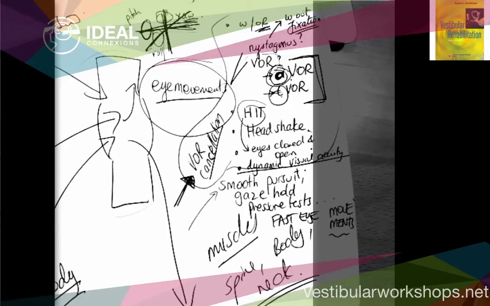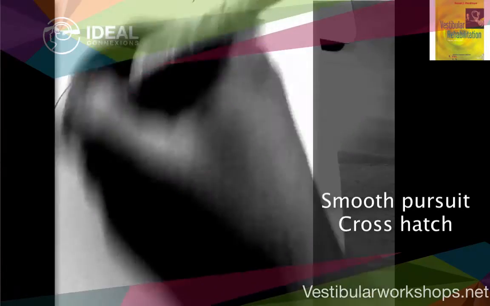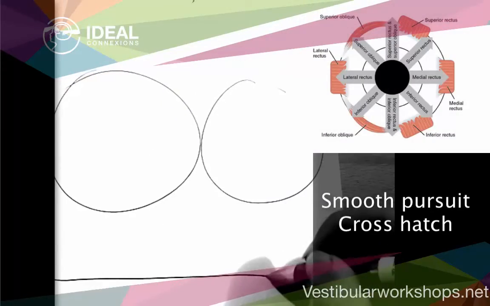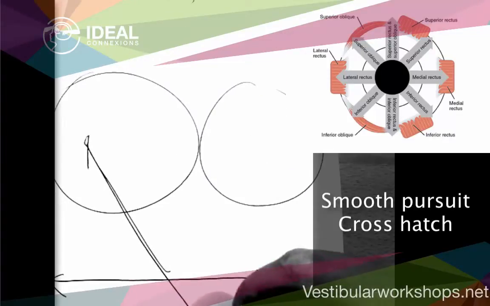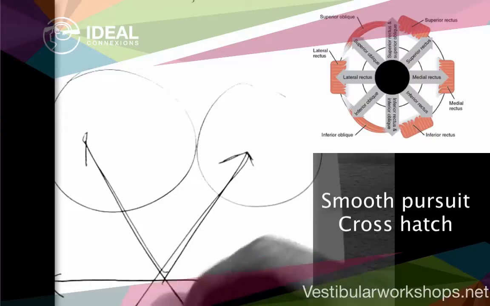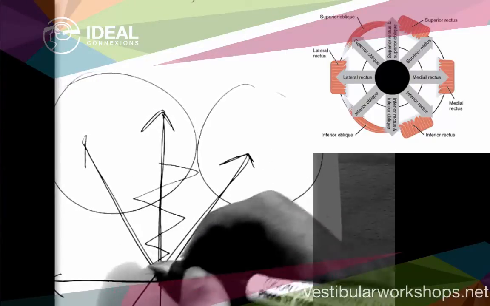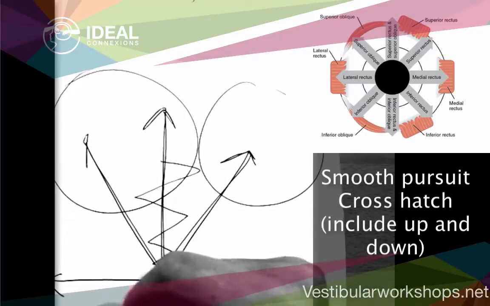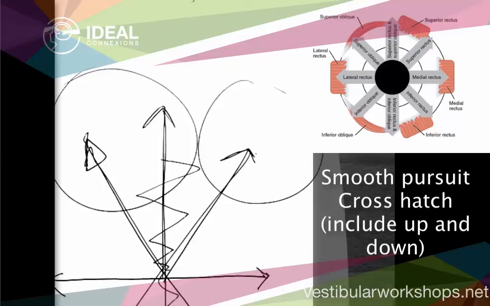Now with your smooth pursuit, at the end of it, if you're doing a crosshatch pattern, you're going to have your eyes go all the way this way, all the way this way, and so on, and then up. I do up and down because I like to see how the eyes jump. I get a lot of information from that. It's not in your standard tests. So all these are essentially eye muscles that you can test, and we'll go into them.